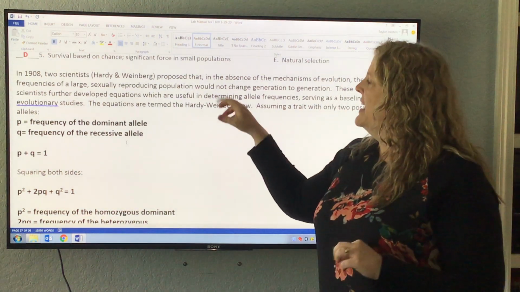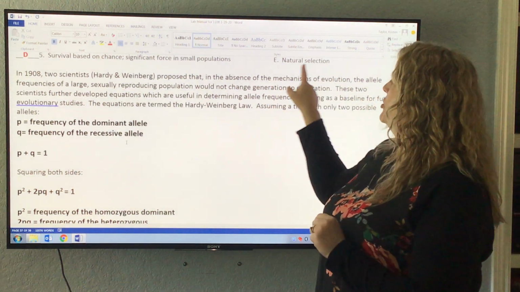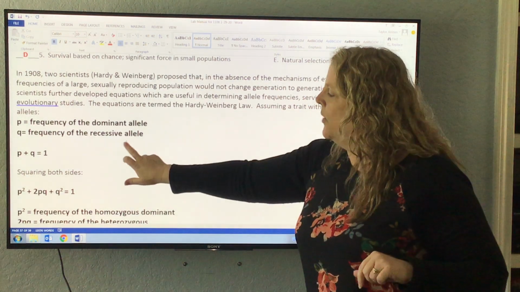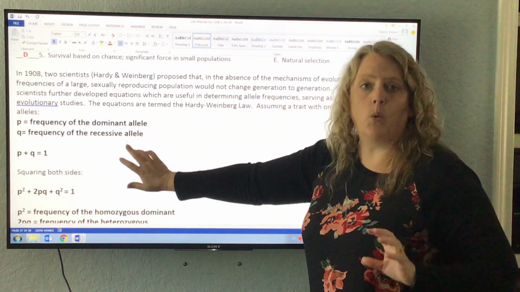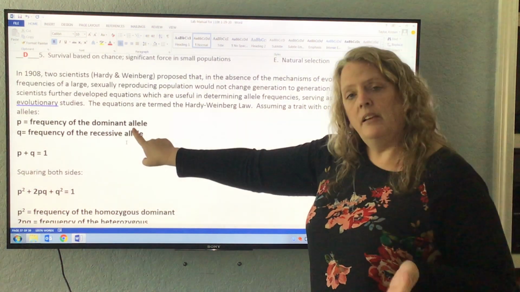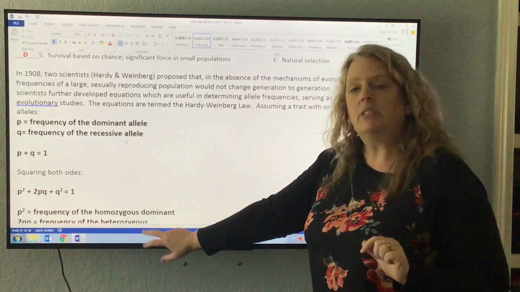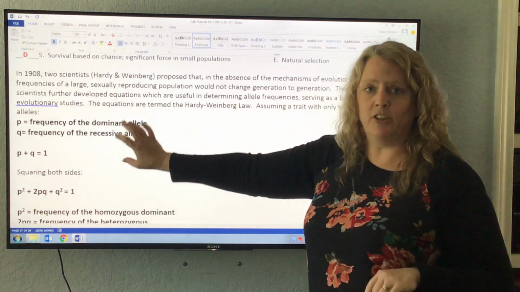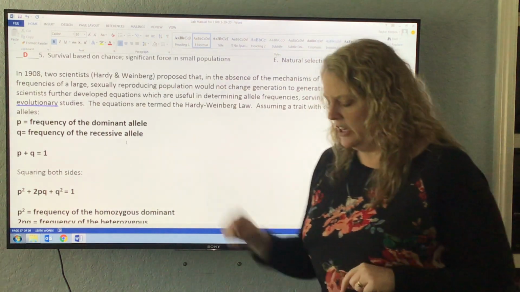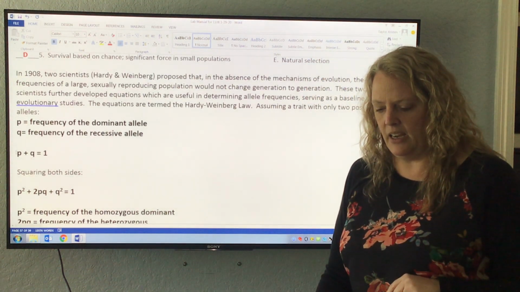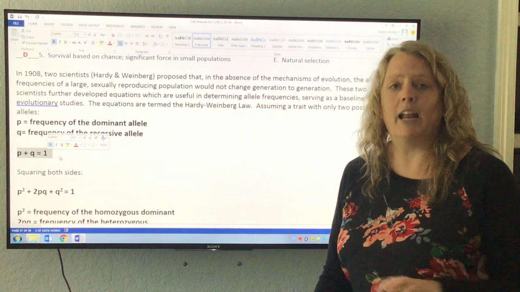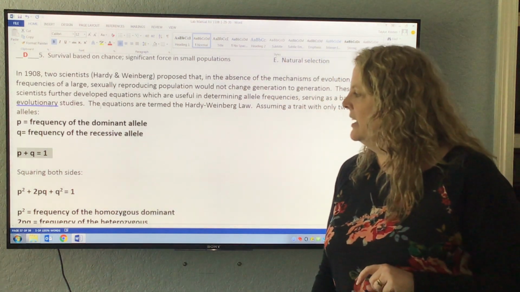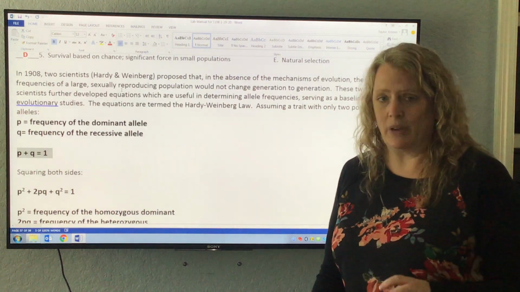Okay, so if there is no evolution going on, that means no changes are going on, then these equations can be used to solve for the frequency of the allele and the frequency of the genotype. So let's look at the two equations up close. So here's the first equation right here: P plus Q add up to 1. Okay. So this is solving for the allele frequency.